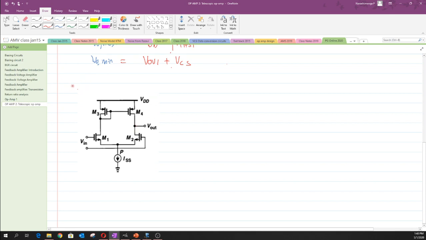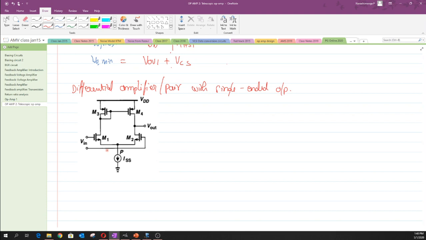Yeah. So again, this is a simple differential amplifier, or differential pair with single-ended output, okay. So now again let us look back into those two parameters. One is the gain, the other one is the output swing, okay. So let us begin with this gain expression.